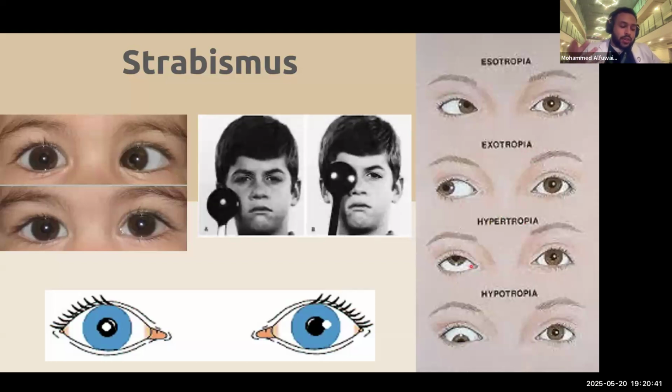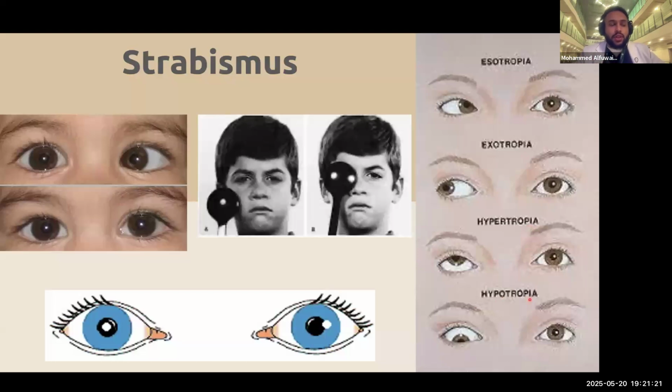Now there are certain causes of this, simply, if you remember, trochlear nerve. That's one cause. Another cause is an orbital blowout fracture, or a fracture of the maxillary bone, where certain eye muscles will get entrapped inside the maxillary sinus. In this case, because the inferior rectus gets trapped inside the maxillary sinus, the eye is going to look upwards. This is hypertropia, eye looking upwards.